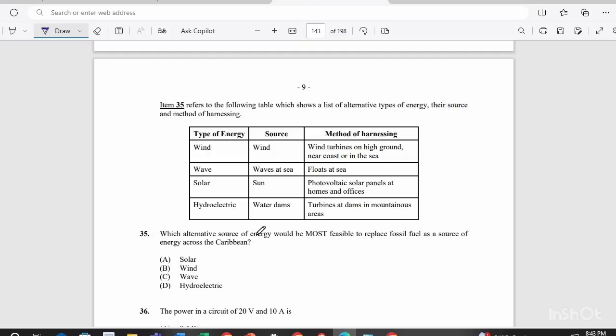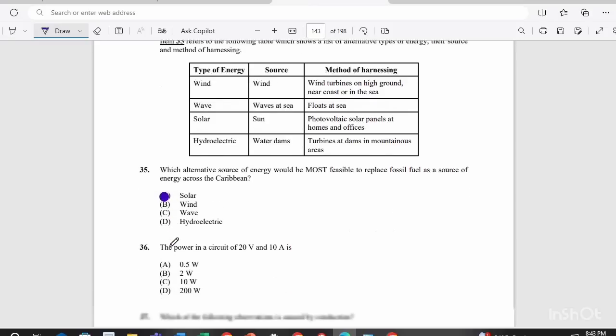Which alternative source of energy would be most feasible to replace fossil fuel as a source of energy across the Caribbean? The answer there is A, solar.